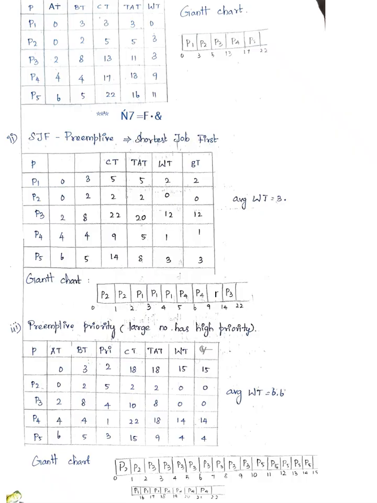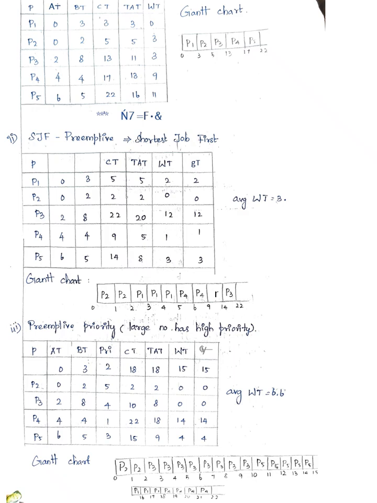At 2, P3 also will have arrived. Comparing the burst times of P3, P4 and P1, P1 is the shortest. So P1 will run one by one. First P1 runs, that means 3. Again it will run one more unit, that is 4. At 4, P4 also will have arrived. So it will again check P1, P3, P4. Again P1 is the lowest, so P1 will run, and then P1 will be completed.